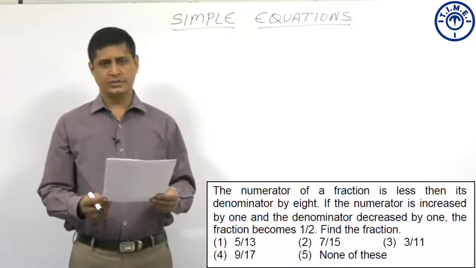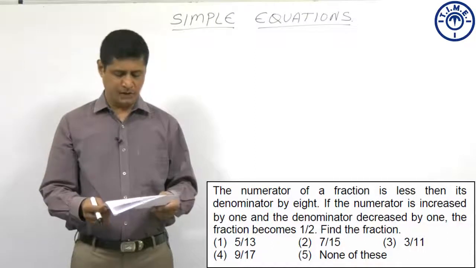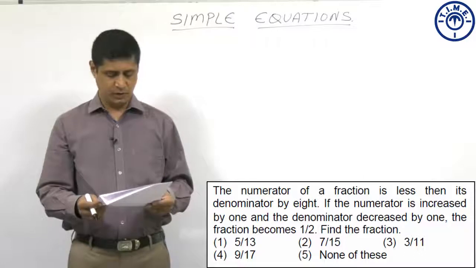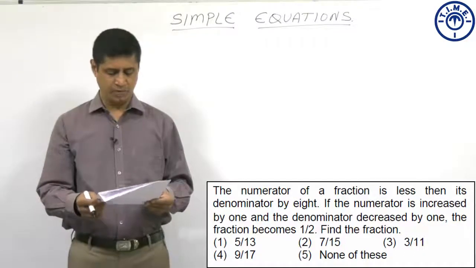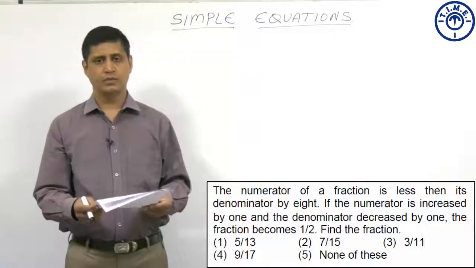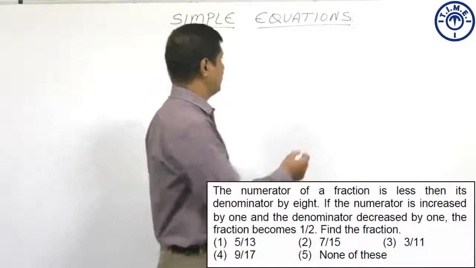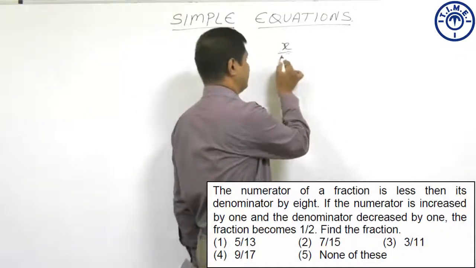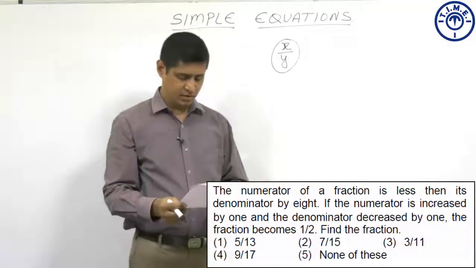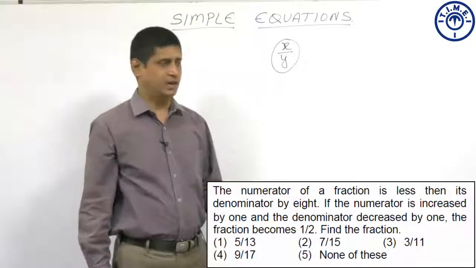Now, look at the next example. The numerator of a fraction is less than its denominator by 8. If the numerator is increased by 1 and the denominator is decreased by 1, the fraction becomes 1 by 2. Find the fraction. Now, fraction means I am assuming the fraction as x by y. What is the first condition here? The numerator of the fraction is less than its denominator by 8.